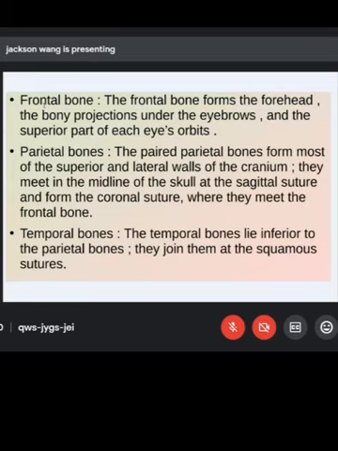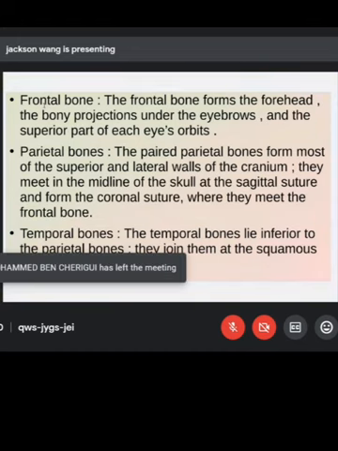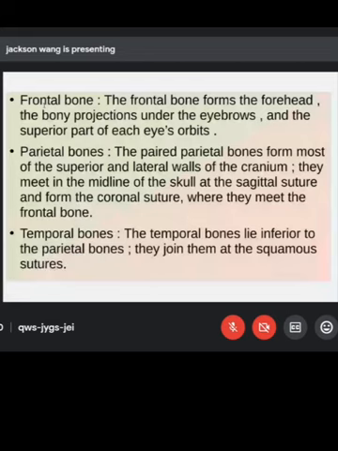Parietal bones, the paired parietal bones form most of the superior and lateral walls of the cranium. They meet in the midline of the skull at the sagittal suture and form the coronal suture where they meet the frontal bone. Temporal bones, the temporal bones lie inferior to the parietal bones.